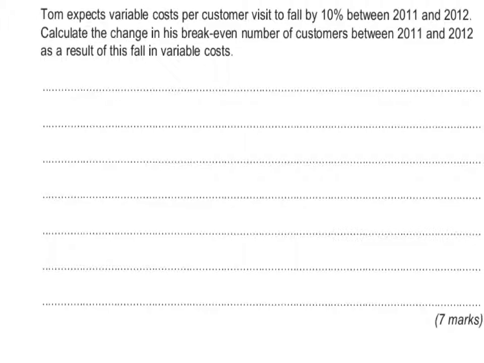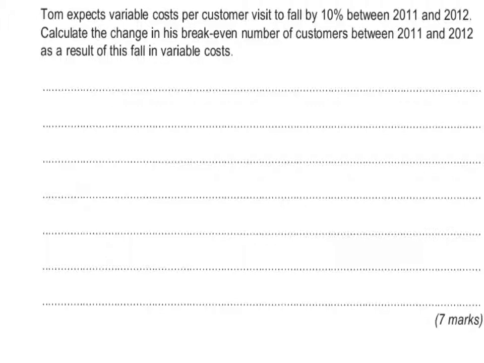Take a look at the marks awarded for this question. 7 marks for one calculation question. The reason for this is that you are required to calculate the change in break-even. So in order to do so, you will have to calculate the break-even quantity for 2011 and 2012 and then state the change that has occurred. For calculating just the break-even for 1 year, the most you can achieve is 4 marks.